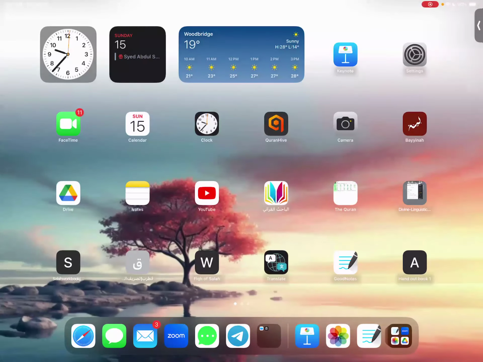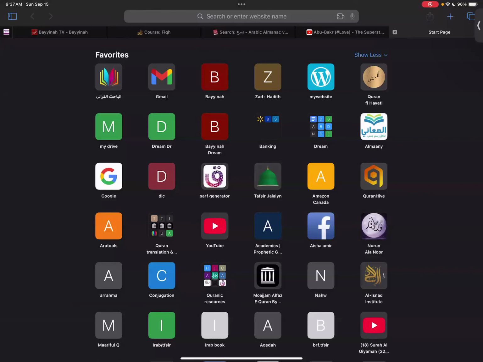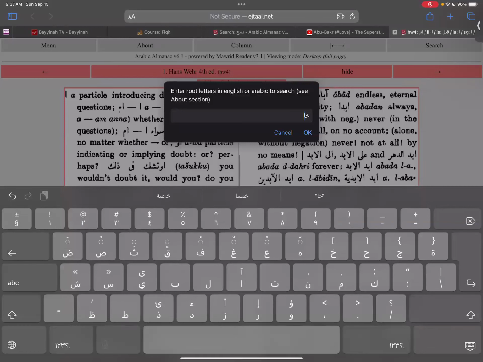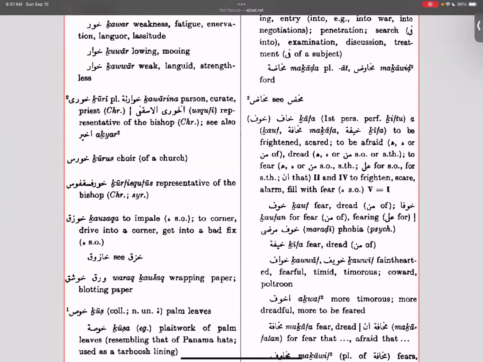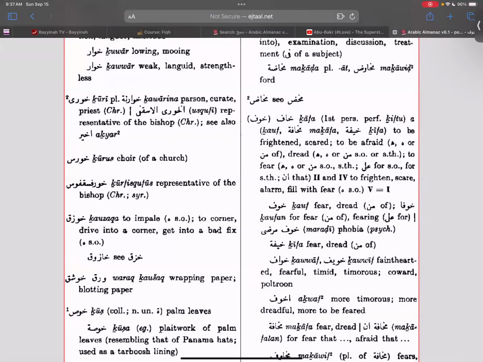Okay, let's check. Khafa. Dictionary. So saying khafa over here, and then it means this is bafataha. Bafataha, and then it says makhafa or khifa is the master of it.